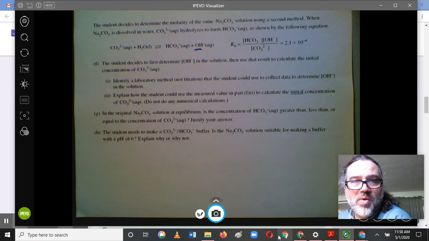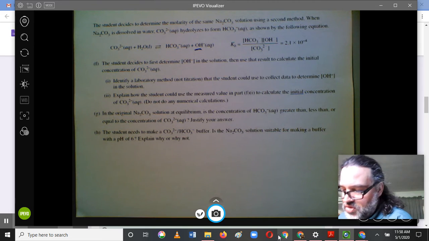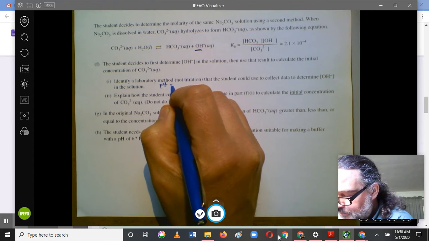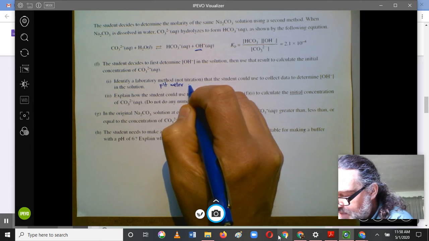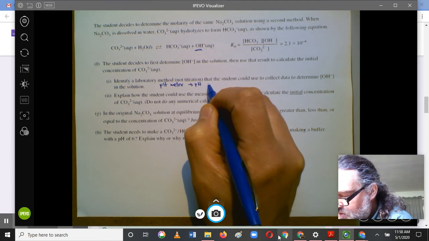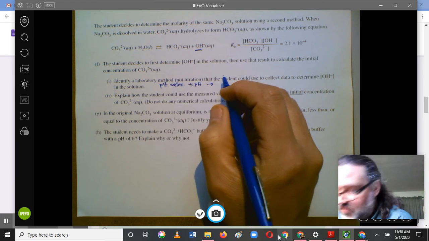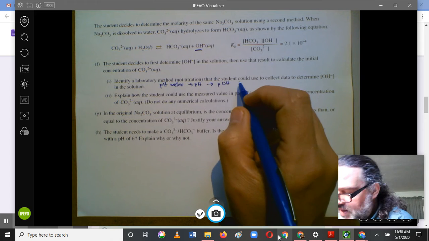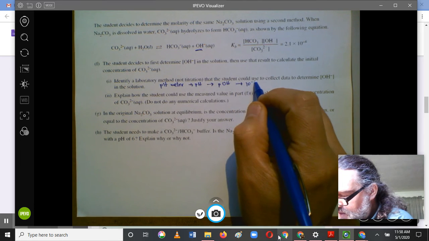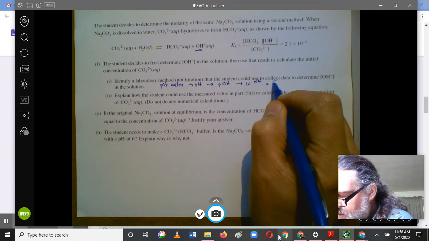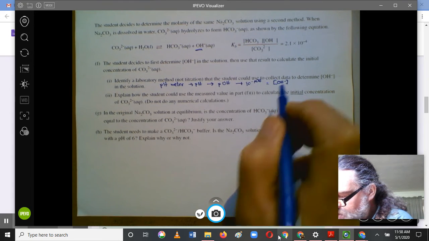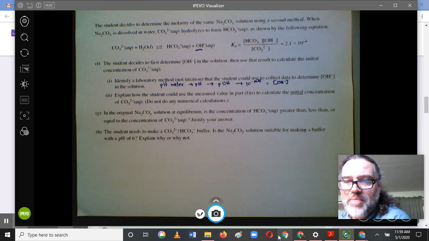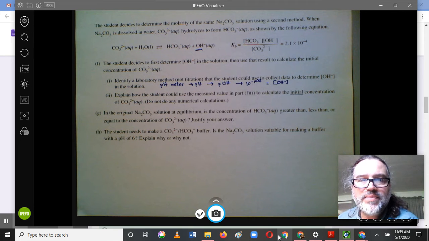In question 1, F1, it says identify a laboratory method that the student could use to determine the OH of the solution. Well, you would use a pH meter, because from that you would get the pH. And from that, 14 minus the pH, you could get the pOH. And once you get the pOH, you can go 10 to the negative pOH and get the concentration of the OH minus. So a pH meter would do it for you. You just got to remember the pH square in that calculation.